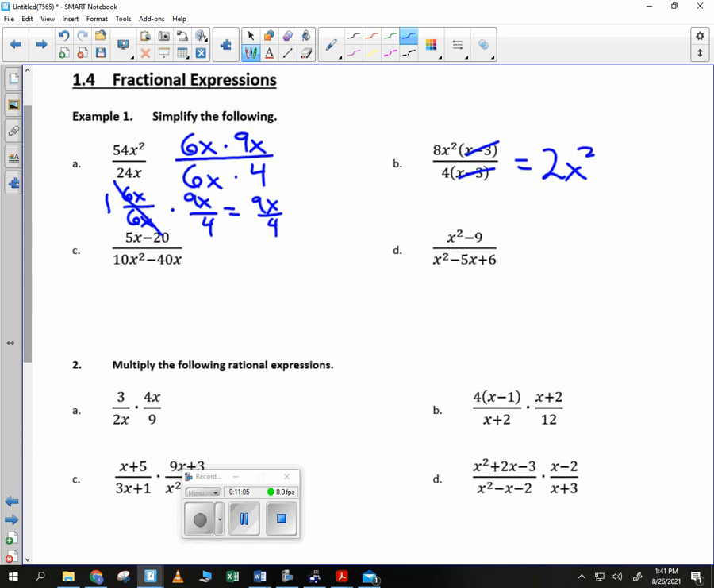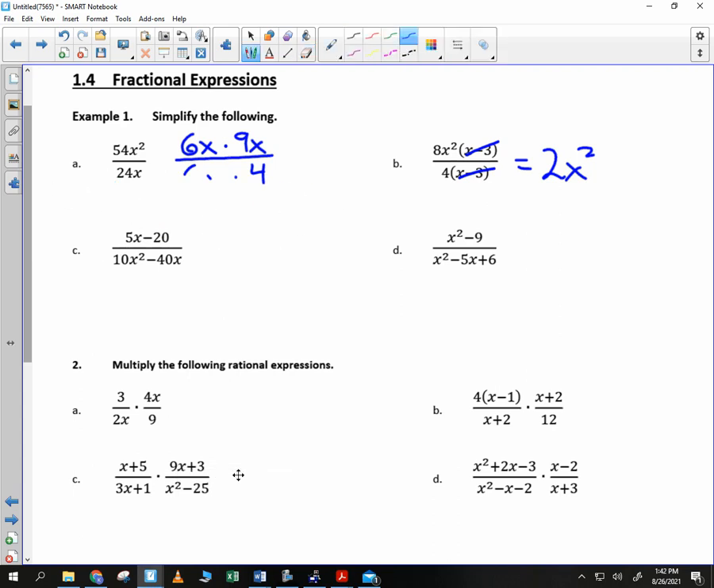As I look at letter C, notice how the temptation for some people might be, well, I'll just get rid of the x's. And I'll do 20 over 40, which is a half. And 5 over 10, which is a half. See how people are tempted to maybe do that? Yeah. We can't start canceling things off or reducing until we write it as factors.